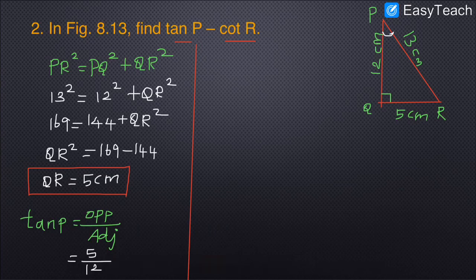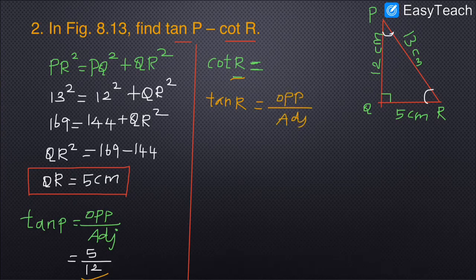Next is cot R. This time the angle is R. We know that cot theta is the reciprocal of tan theta, but the trick here is that here we have P and here we have R. So we cannot take the reciprocal of this one and write 12 by 5. No, it's wrong. That's why I am going to find tan R first.